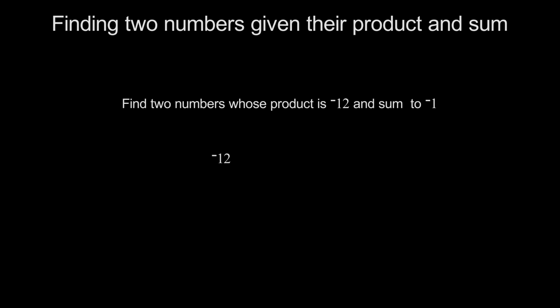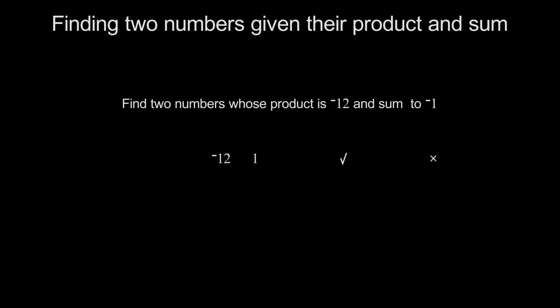For our next example, find two numbers whose product is negative 12 and sum to negative 1. Since the product is negative, the numbers have different signs, and since their sum is negative, the number having the larger magnitude is negative. Negative 12 and positive 1 multiply to negative 12, but they don't sum to negative 1.